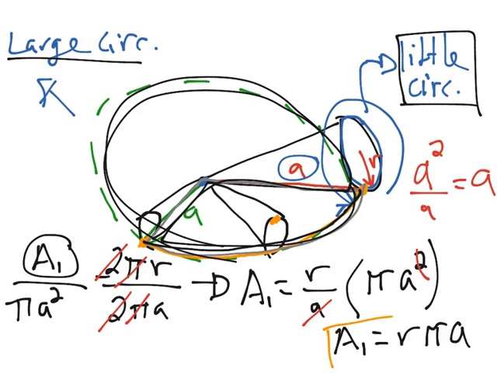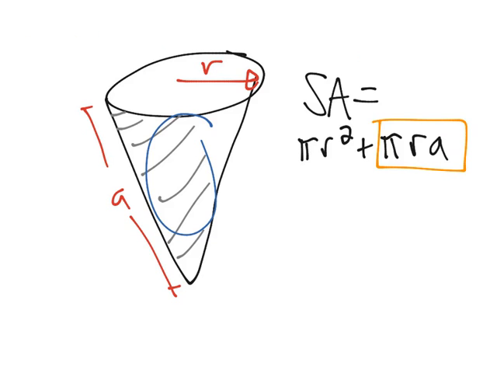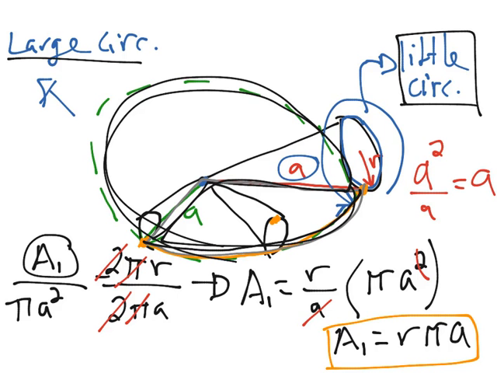And that is how you solve for the one rounded surface of our cone, which we see right there. Pi r a, pi r a. Well, or pi a, it's all the same thing.